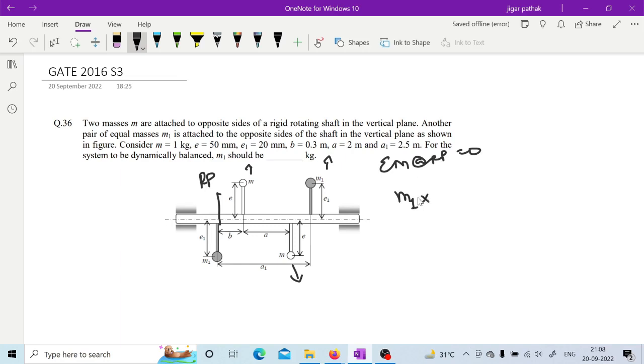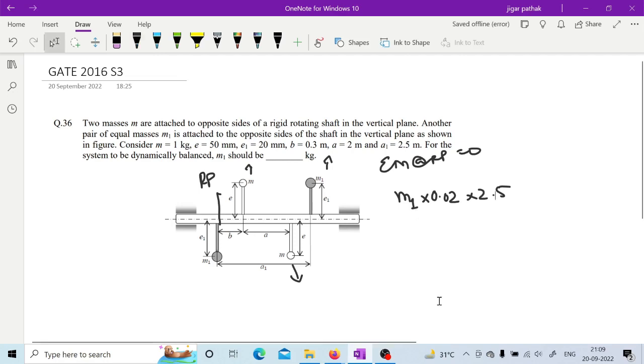into that distance, which is provided as 2.5, right? A1, so actually this is L. Let me write L at the end. Before that, radius is important, right? So what is E1? 20 mm. 20 mm means 0.02, right? So MRL only I am writing. Omega square I am not writing because it is the same for all, as they are on the same rotating element. So MRL is there.